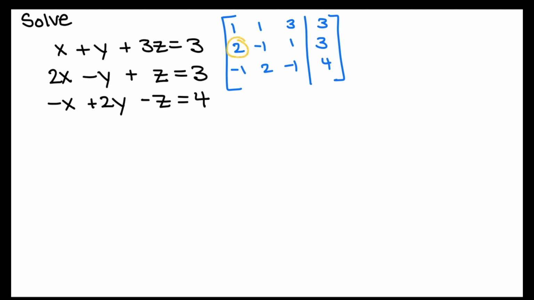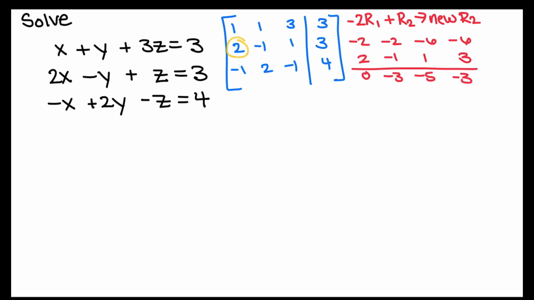All right, so I want everything below that diagonal to be a 0. So I'll start with the first column, and I want to make this 2 in the second row a 0. To do that, I'm going to take negative 2 times row 1 plus row 2, and that'll be my new row 2. So negative 2 times row 1 should be negative 2, negative 2, negative 6, negative 6. And I'll add that to row 2. Row 2 was 2, negative 1, 1, 3. I add it, I get 0, negative 3, negative 5, negative 3.